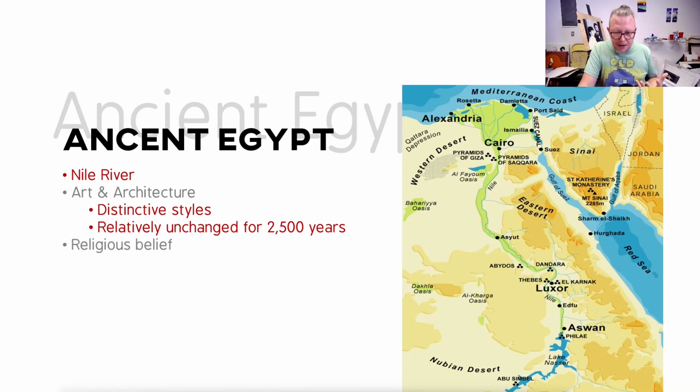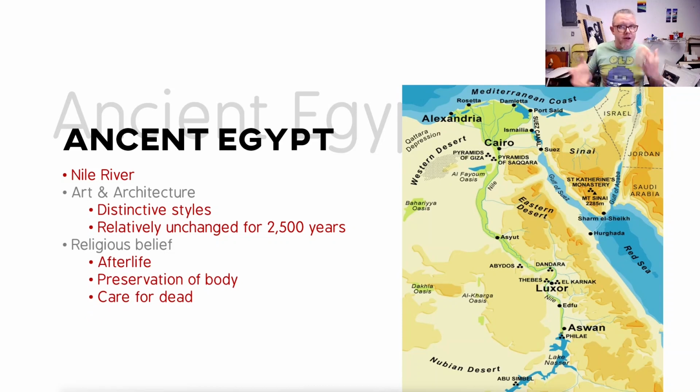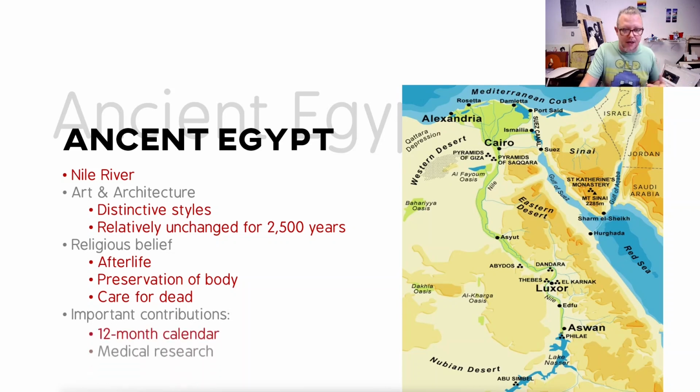Egyptian religious belief focused intensely on the afterlife, preservation of the body, and care for the dead. And a couple of important contributions of the Egyptians that are passed down to us are things like the 12-month calendar, and each month having 30 days. That was an Egyptian creation.